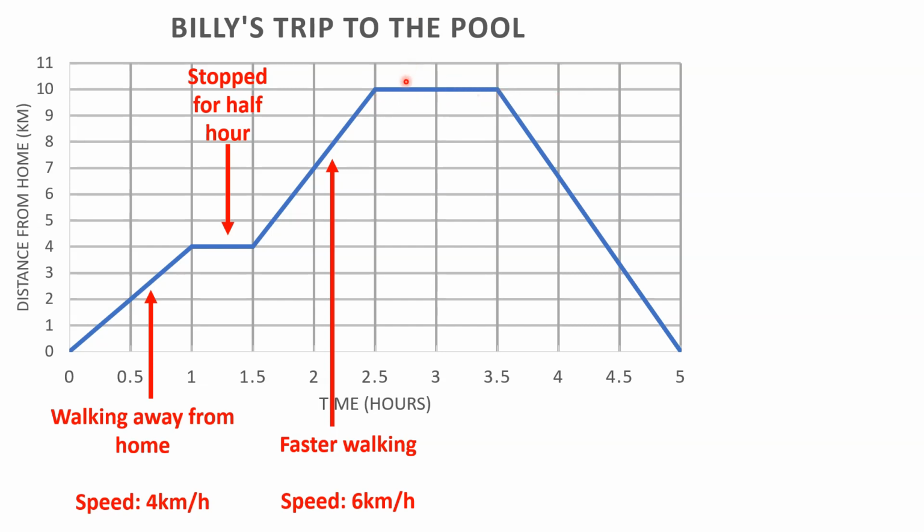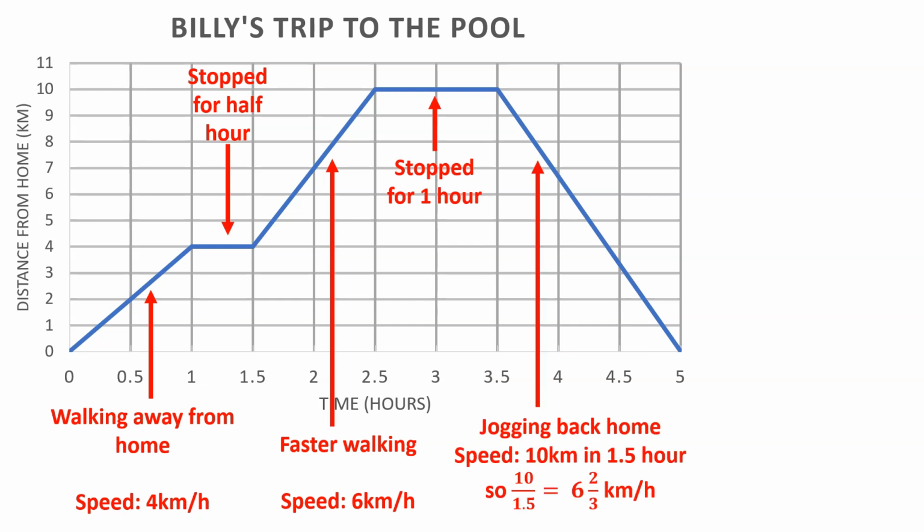because he's at the pool. After that, he returns home, and you can see that because the line's going down, so he's getting closer to home. Now for the speed, you can see we go down 10 kilometers, and it's over the period of an hour and a half. Okay, so 10 kilometers in an hour and a half. And so to figure out the speed, 10 divided by an hour and a half, 6 2/3, or 6.6 recurring kilometers an hour.